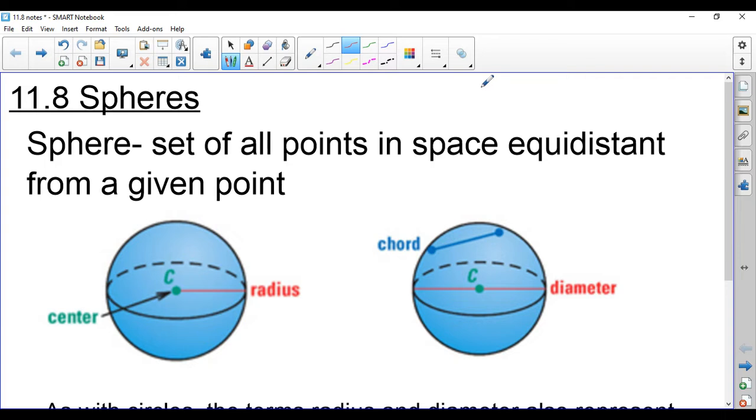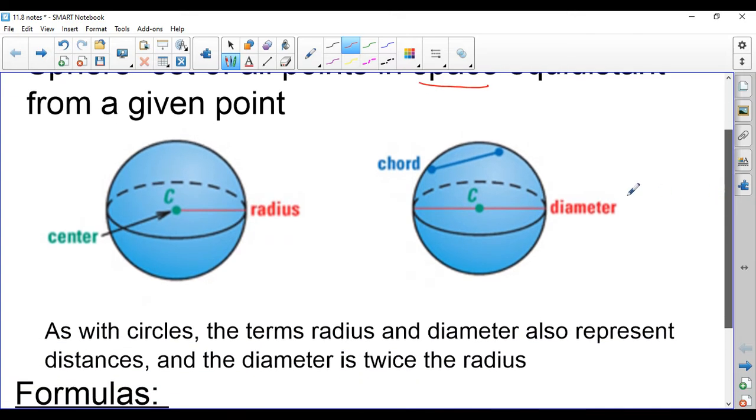A sphere is defined as the set of all points in space equidistant from a given point. Remember, a circle is the set of all points in a plane that are the same distance from a given point. So a sphere is in space, it's three-dimensional. With a sphere, it has a center, here C. That's the point that the points on the surface of the sphere are equidistant from. We have the radius, which is a segment going from the center to any point on the surface, and also the length of that segment.